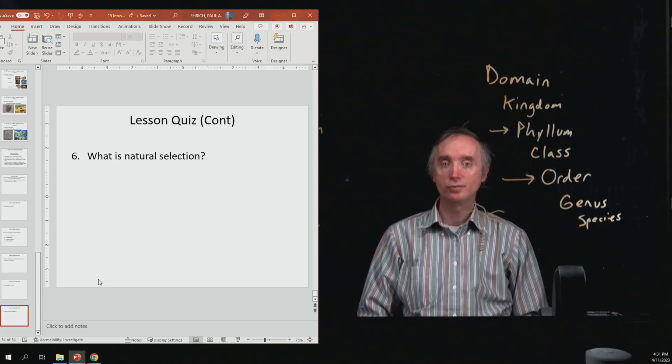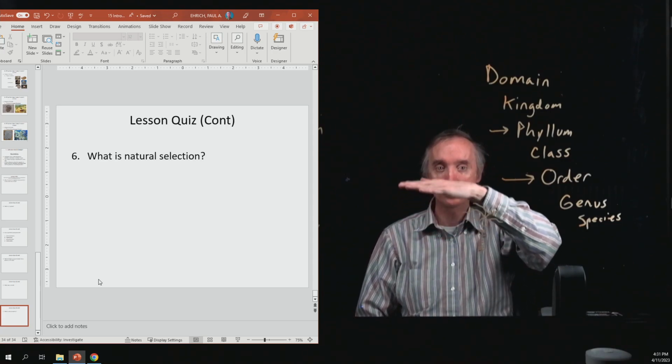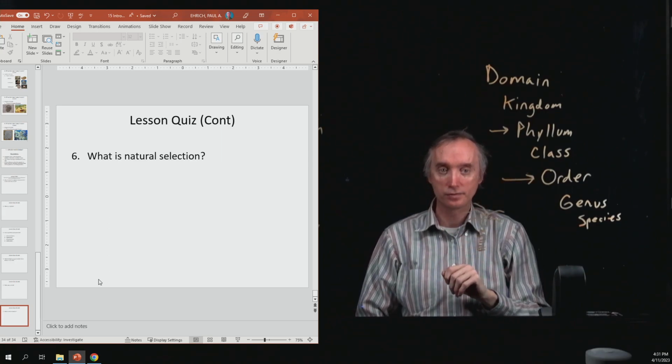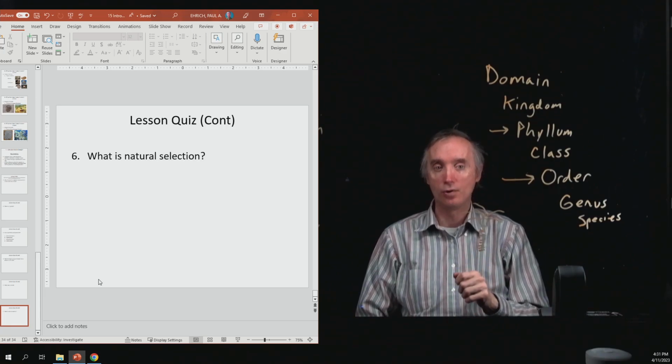Okay, so that's it for this lesson. In our next lesson, we're going to learn how scientists use fossils and the order in which rocks are laid down to figure out which are the oldest rocks. And also we're going to learn about radioactivity and how that can be used to give a precise date to how old something is.